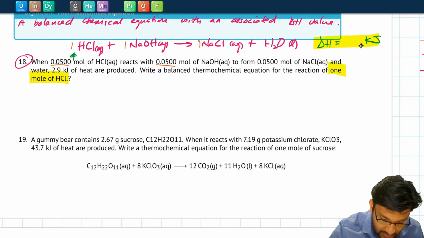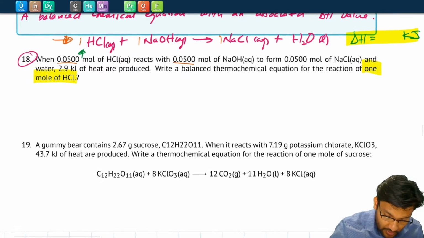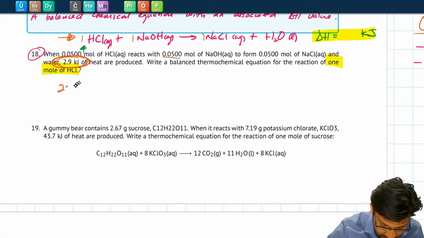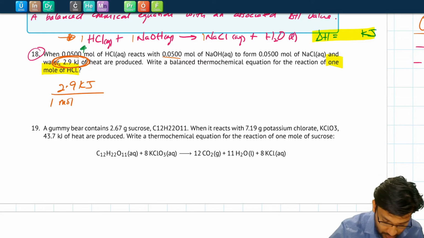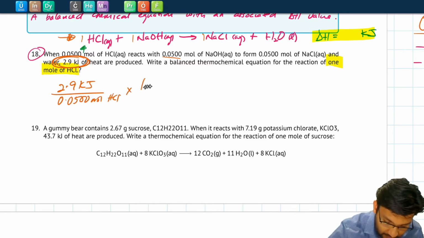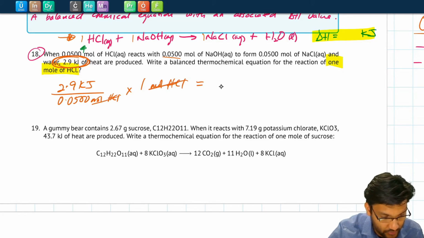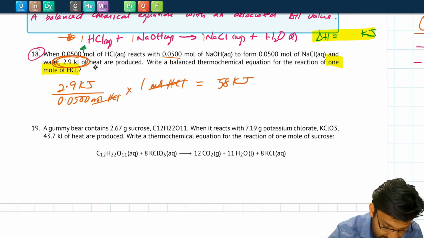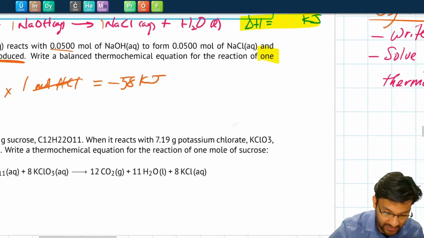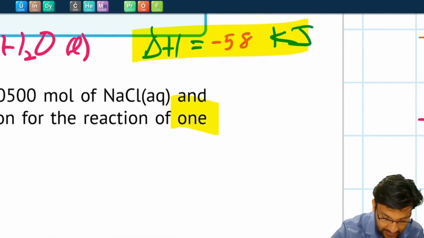So the delta H value is written for this equation, which is for 1 mole of HCl or 1 mole of NaOH or 1 mole of NaCl. So if this is the amount of heat produced, 2.9 kilojoules, then the delta H for the reaction will be that 2.9 kilojoules for 1 mole, and it should be written for 1 mole of HCl. But in fact, what we have is 0.0500 moles of HCl. If we solve for this, then we get a delta H value of 58 kilojoules, but the heat is produced, so this value should be negative, because if heat is produced, it's an exothermic reaction, the delta H value should be negative. So this delta H for number 1 should be minus 58 kilojoules.